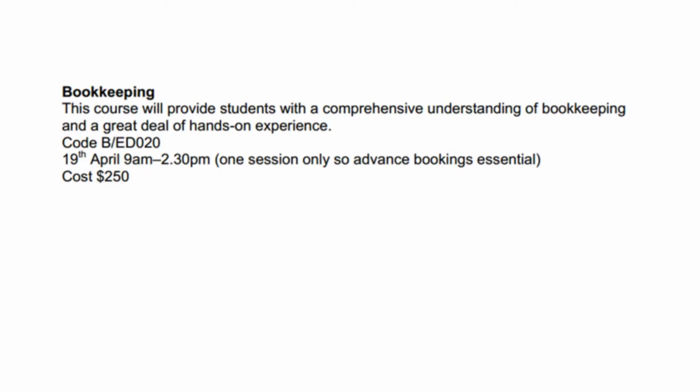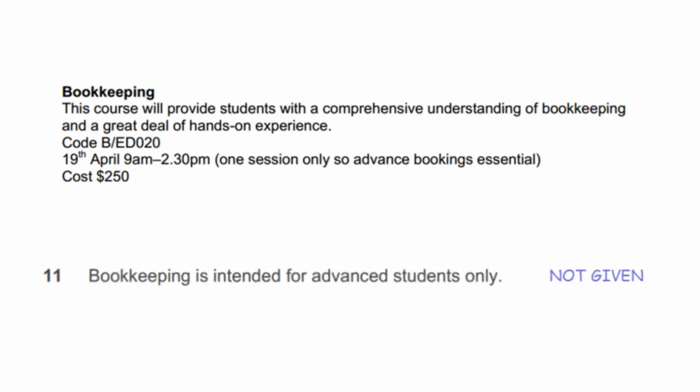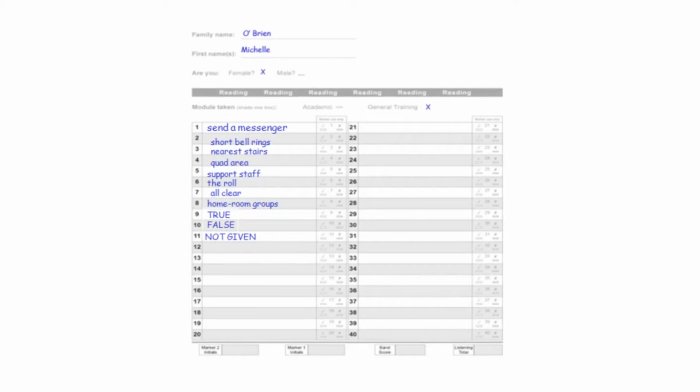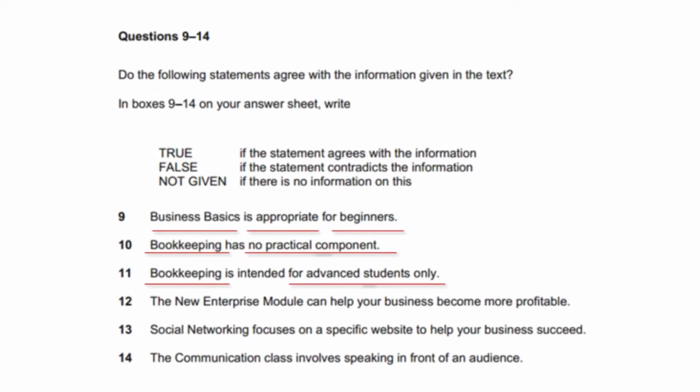It is one session only, so advanced bookings is essential, and the cost is $250. It does not mention anything about who the course is for, so the answer is not given. Therefore, on your answer sheet, you should write not given for answer 11. Then return to the question paper and look at question 12.